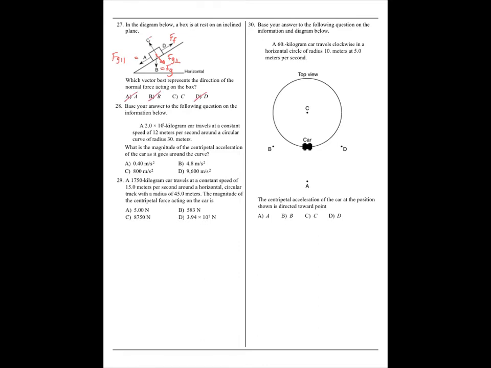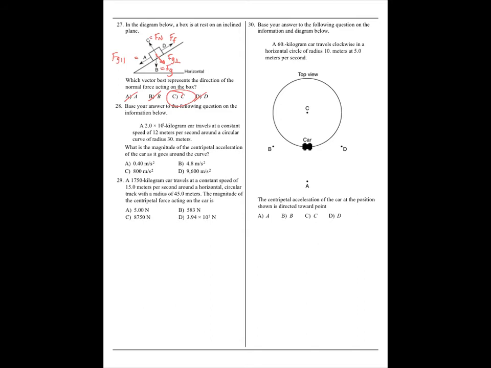Now keep in mind, the normal force comes out of the surface. It's directly coming out of the surface, now that our surface is inclined. So the normal force is vector C, coming out of the surface like that.